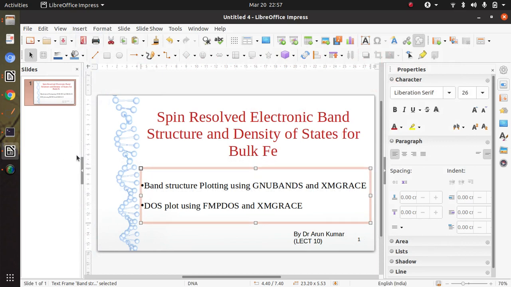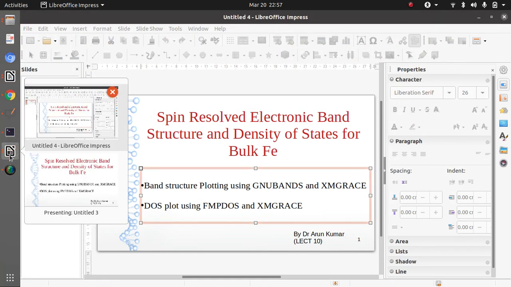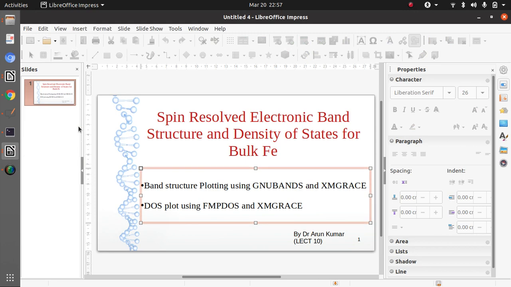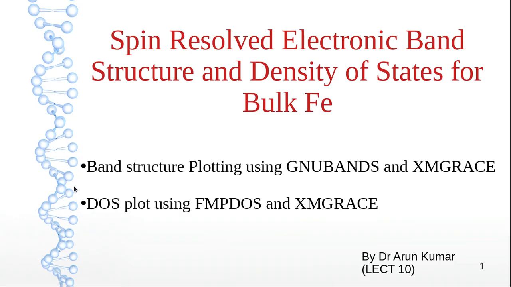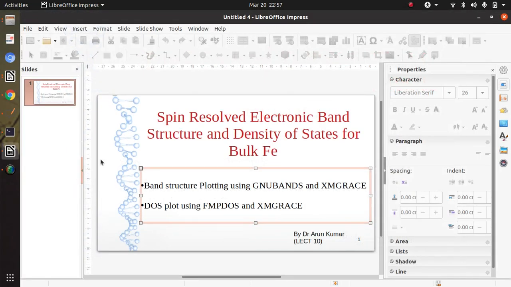Here in this lecture, I would also like to tell you how the band structure is plotted using the Gnubands and XMGRACE utilities, and how the density of states is plotted using FMPDOS and XMGRACE. So let us start.